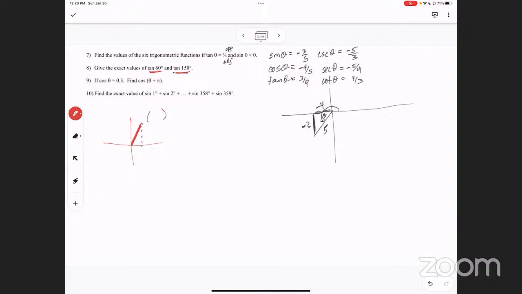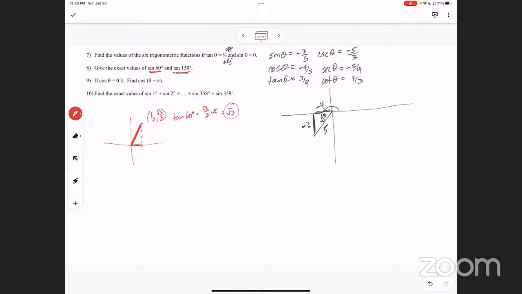Remember that point right there was 1/2 comma √3 over 2. So the tangent of 60 is going to be the sine over the cosine. So it's √3 over 2 times 2, which is √3, right? Your tangent is your y over x. So the tangent is the square root of 3.